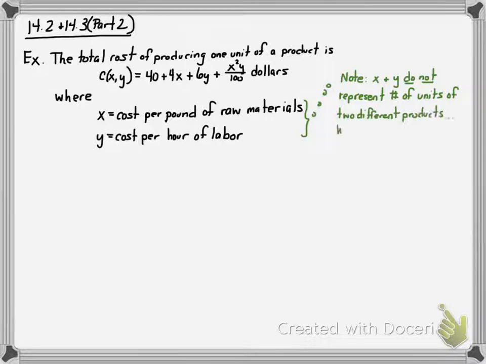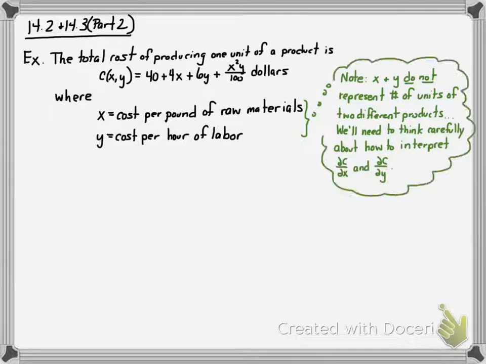Now, in our first example, when we talked about the profit function, our x value represented the number of units of a product. In that case, it was the number of pounds of kisses, and y represents the number of units of a second product. In our example, it was the number of pounds of creams. In this case, our x value and our y value do not represent the number of units of different products. So when we get to the point where we're interpreting our partial derivatives, we're going to need to think a little bit carefully about that because we don't have sort of that template from the first example.